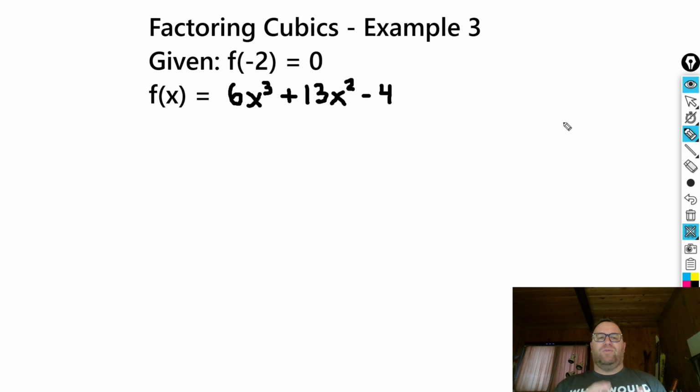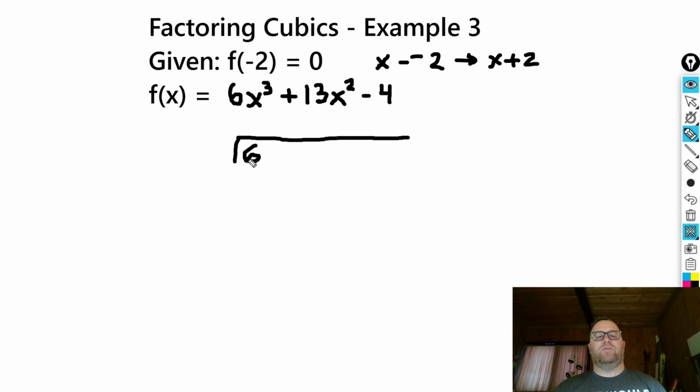Okay, in our last example, I left a trickier one for the last one. So we are given that f of negative 2 equals 0, and we are also given that f of x equals 6x cubed plus 13x squared minus 4. We want to factor f of x. From what's given, we can determine that x minus a negative 2 is a factor. Another way we could write this is just x plus 2, right? Because subtracting a negative is like adding a positive. So we're going to divide this by x plus 2, all right?